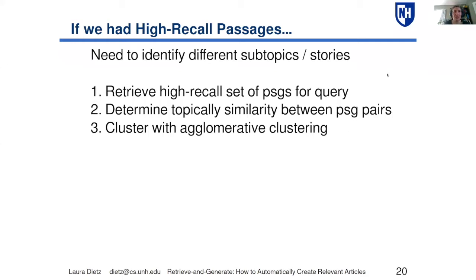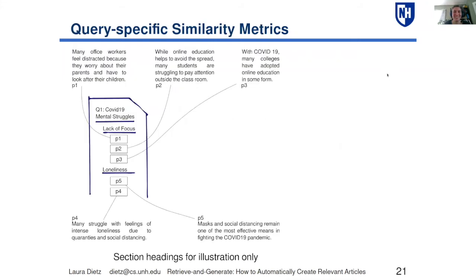Right. So that's an approach that's been discussed since forever. Here's one example. The query is about COVID-19 and mental struggles. In all these passages, these five example passages are all relevant. And if you read carefully with respect to answering mental struggles, you might have two subtopics. One is about the lack of focus, having a COVID brain. And the other one is just about how to deal with loneliness.